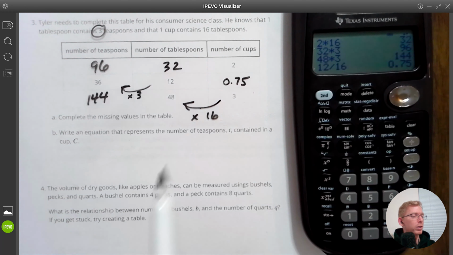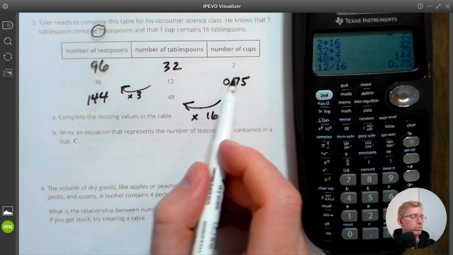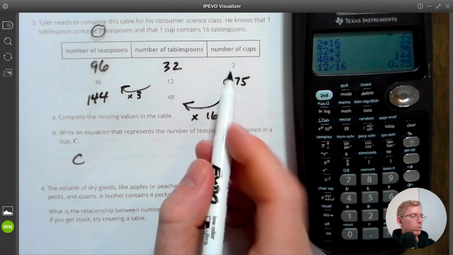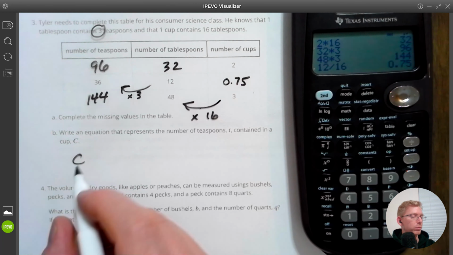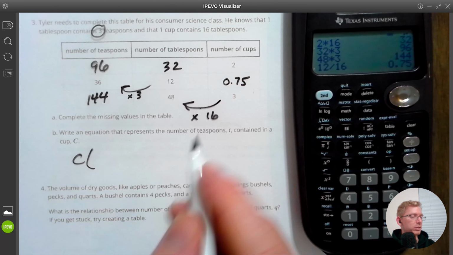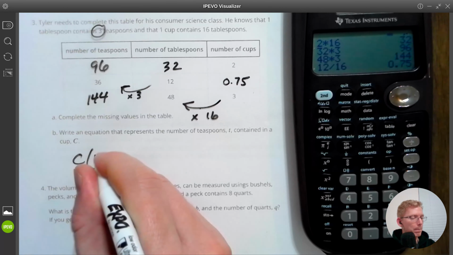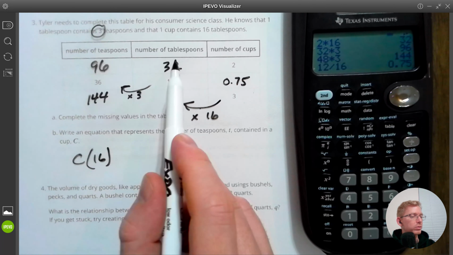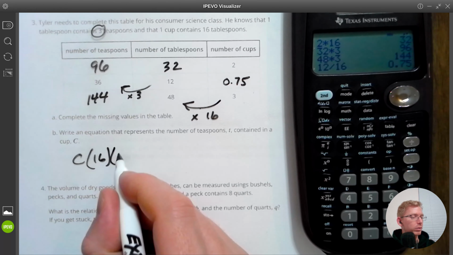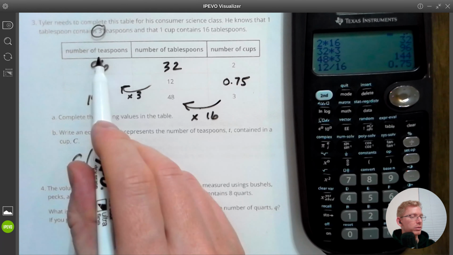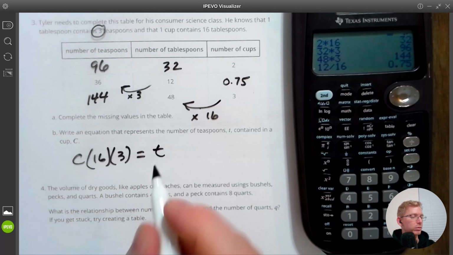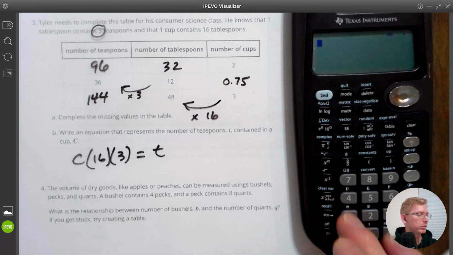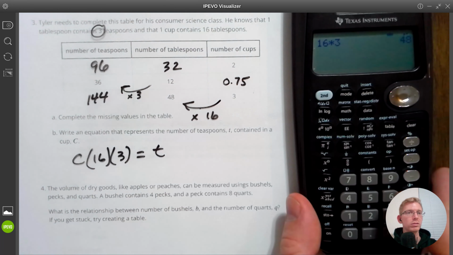Okay, so we take the number of cups, right? So let's say C is the number of cups. And what are we multiplying it by to get the number of tablespoons? We're multiplying that by 16. And then to get to the number of teaspoons, we're multiplying here by 3. That's going to get us the number of teaspoons, like this. So now all we have to do is simplify this. So what is 16 times 3? 16 times 3 is 48.